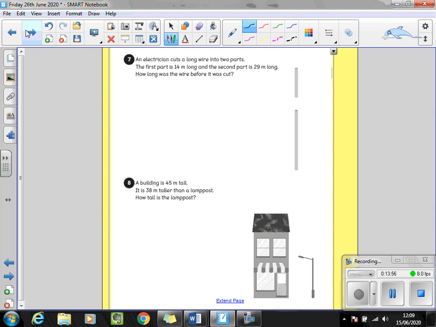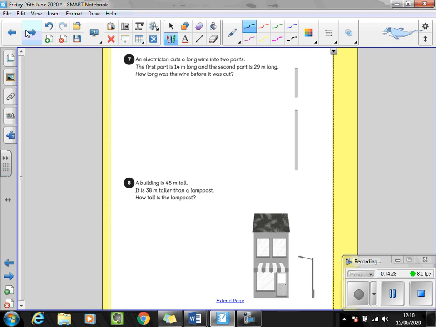Question 7. An electrician cuts a long wire into 2 parts. The first part is 14 metres long and the second part is 29 metres long. How long was the wire before it was cut? And the last question today, question 8. The building is 45 metres tall. It is 38 metres taller than a lamppost. How tall is the lamppost?